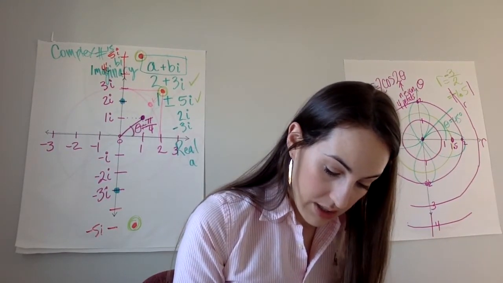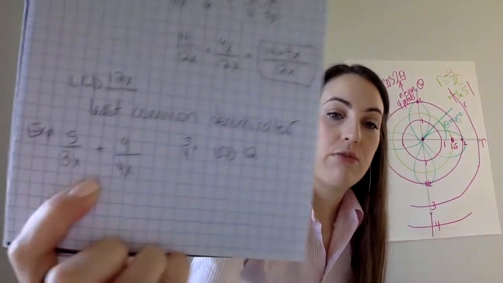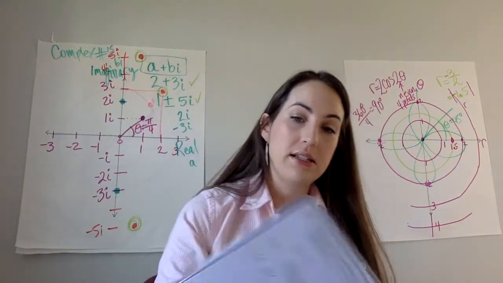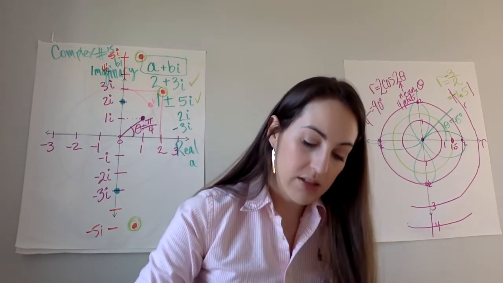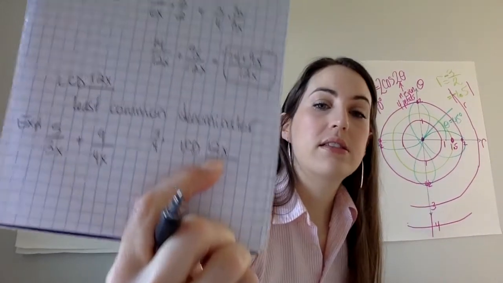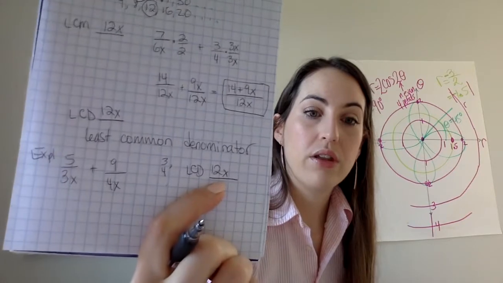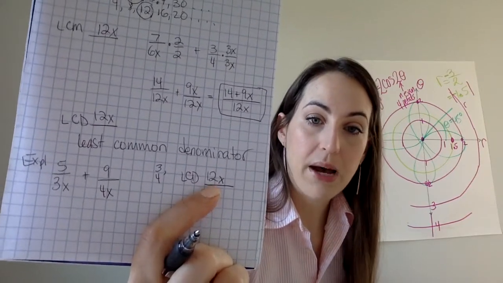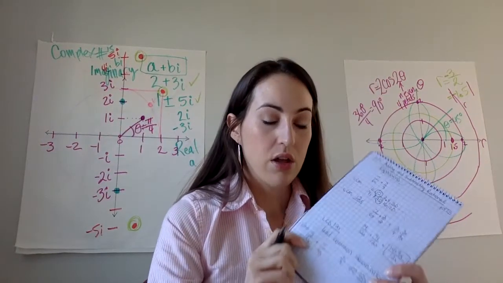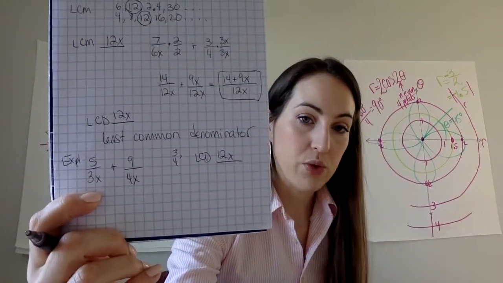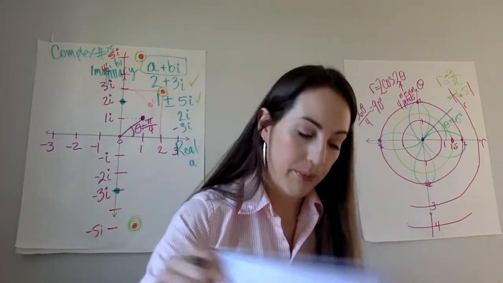So our LCD is going to be 12, and then 3x and 4x, they each have one x, so I need to have an x in my LCD. So LCD is going to be a 12x, and then just like the last problem, we're going to find out what each denominator needs to be multiplied by to get to 12x. So over at 3x, 3x times what will give me 12x? 4. So we're going to multiply this fraction by 4 over 4.